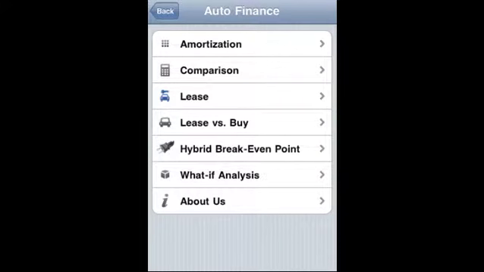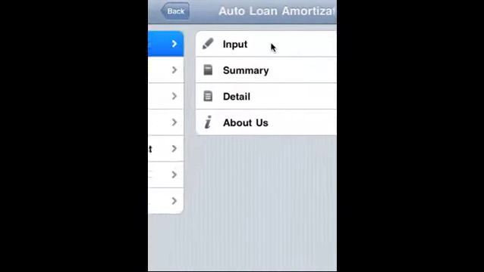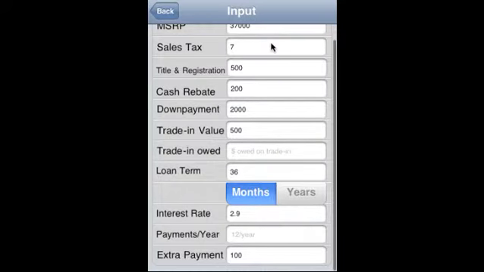Auto finance, iPhone, iPad, and iTouch application covers amortization, comparison, lease versus buy, hybrid break-even point, and what-if analysis. Let's take a look at amortization. We're going to supply inputs.